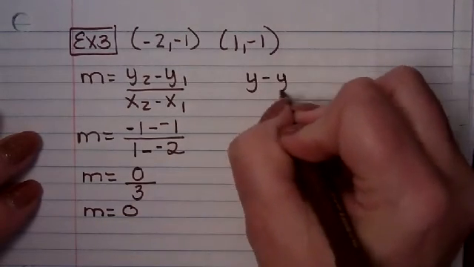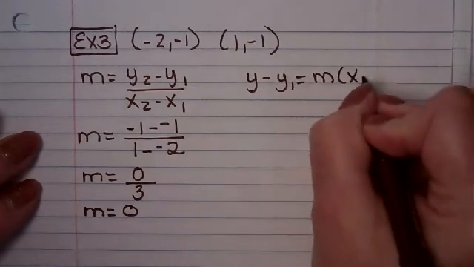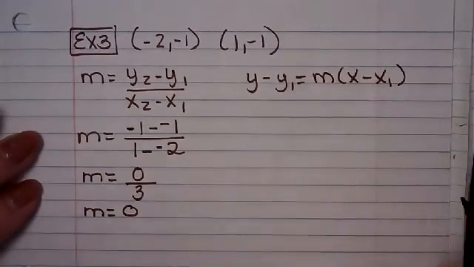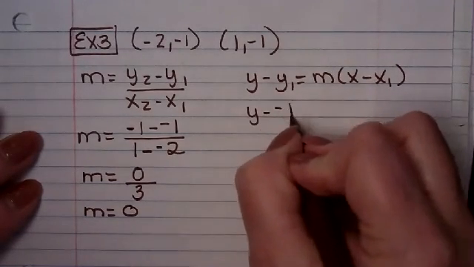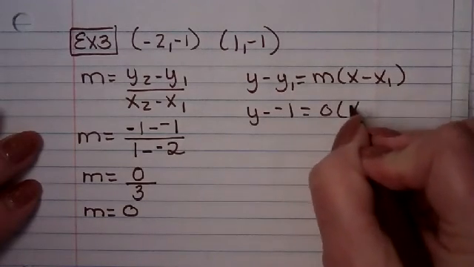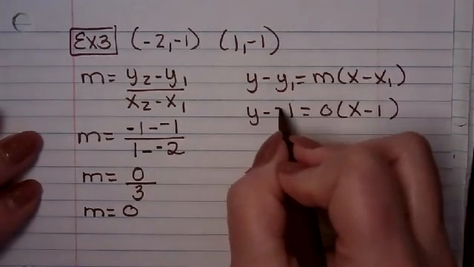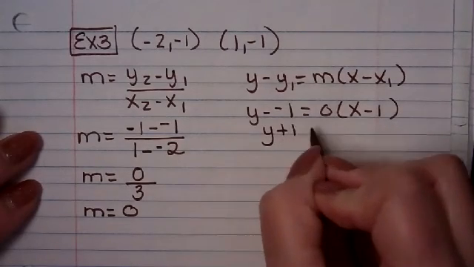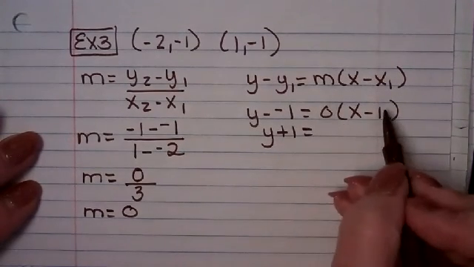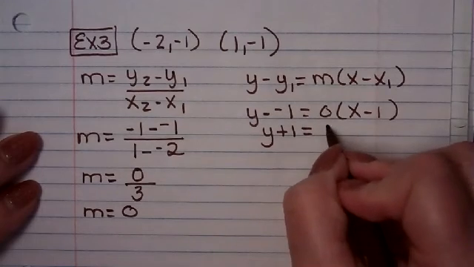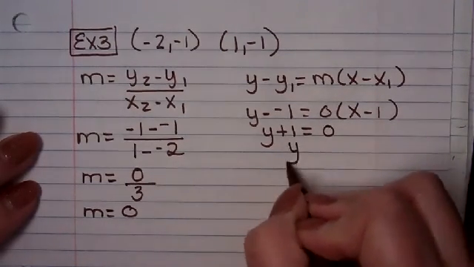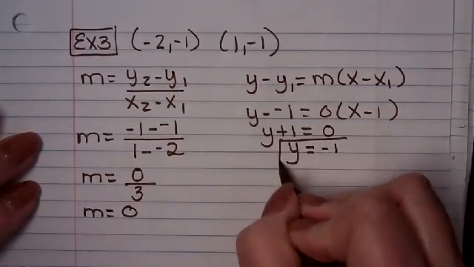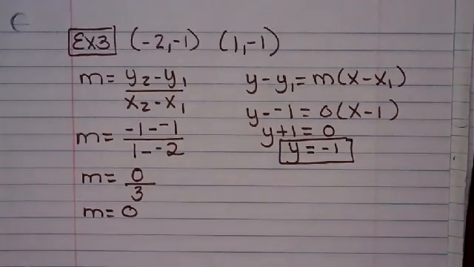So y minus y sub 1 equal to m parentheses x minus x sub 1. Now, I'm picking either point. I'm just going to grab that second one because it only has one negative. So y minus -1 equal to 0 times x minus 1. Now we know y minus -1 is y plus 1. We also know that 0 times anything, and that includes everything in the parentheses, is still just going to be 0. So now all I've got to do is subtract the 1 from both sides, so I have y equal to -1. And I am done, circling my answer.